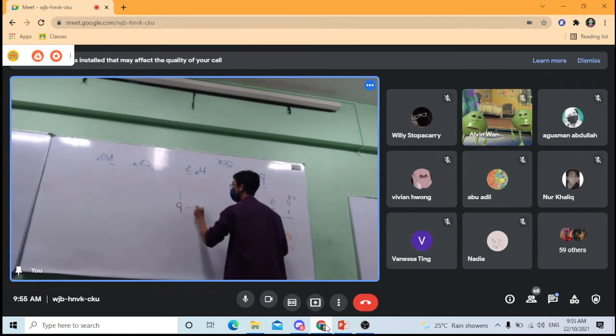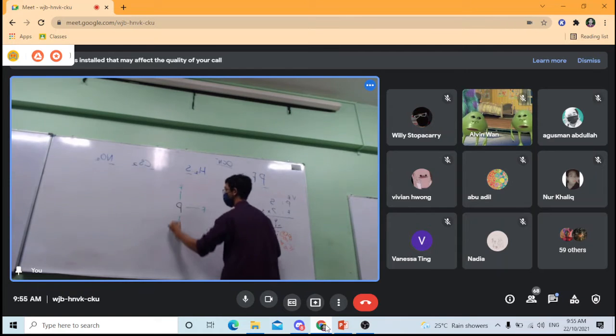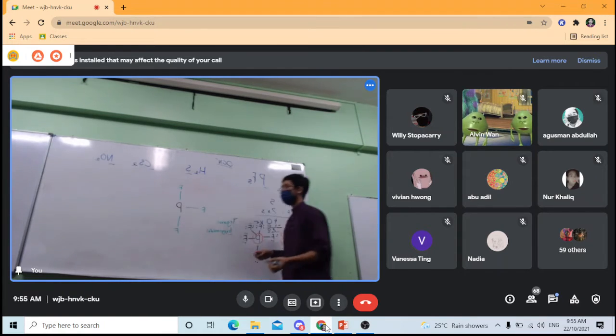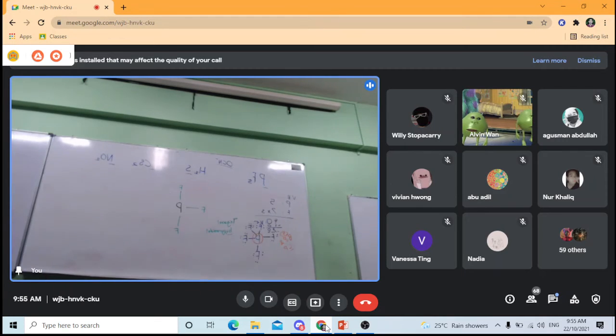3 atoms of phosphorus. And now we are drawing the one in plane and out of plane in terms of wedges and dashes. Okay.